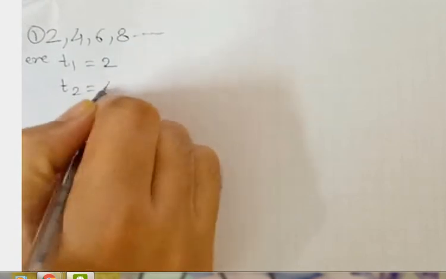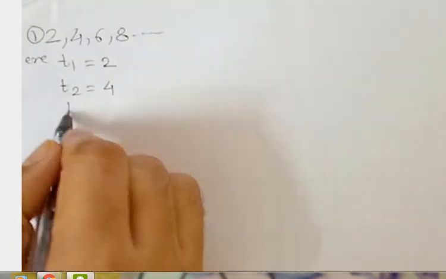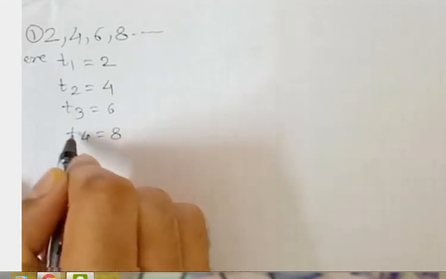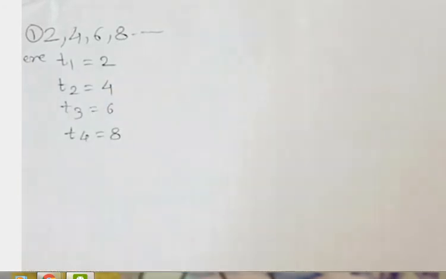Now see, first we have to write T1, T2, T3 and T4. Write in this way. Here T1 is equal to 2. T2 is equal to 4. Then T3 is equal to 6 and T4 is equal to 8.